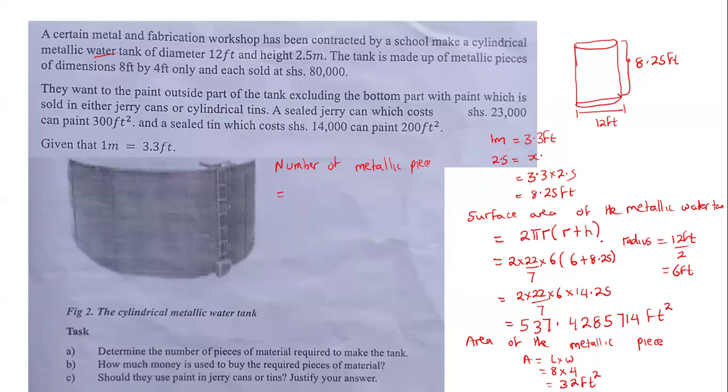So that means we are going to get the total overall area, which is 537.42857114, divide by the area of one small part. So when I divide from my calculator, I'm getting 16.794642886, something like that. Hope you are getting the same. These are the pieces that I'm getting.